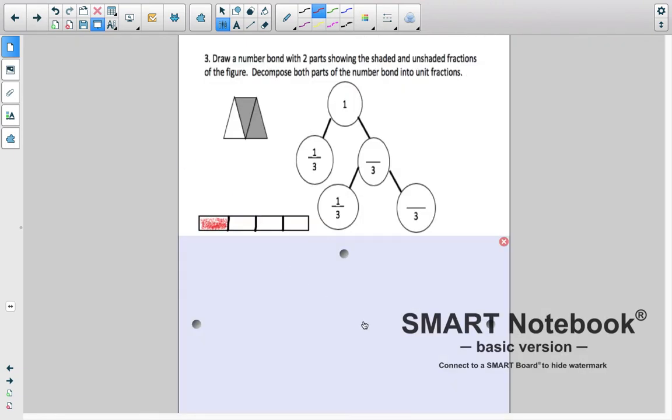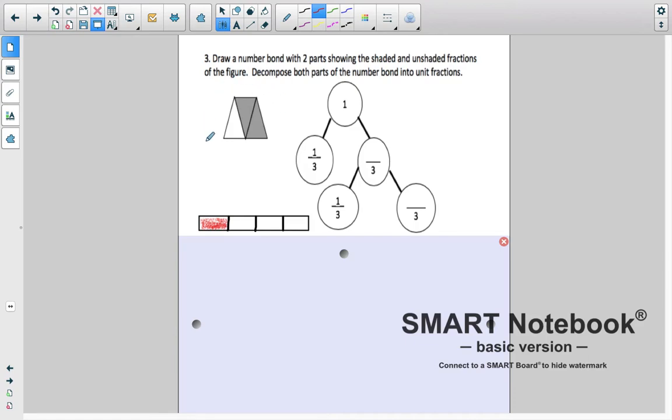All right, let's move on. Now it's going to get a little bit trickier. So let's read number 3. It says, draw a number bond with 2 parts showing the shaded and unshaded fractions on the figure. Decompose both parts of the number bond into unit fractions.